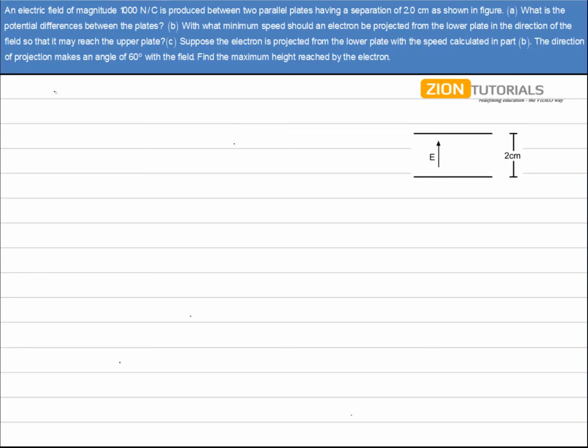Here the potential delta V we have to calculate. Electric field is given to me as 1000 Newton per Coulomb, and delta L, that is the separation between two plates, is given to me as 2 centimeters or 0.02 meter. So potential between two plates can be easily calculated by the formula, which comes out to be 20 volts.